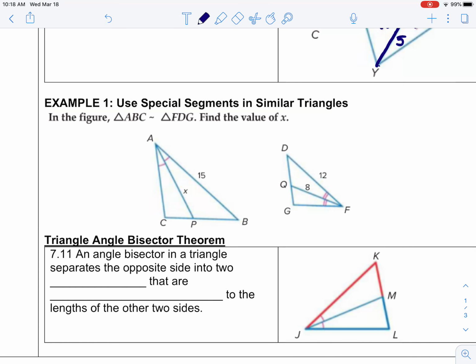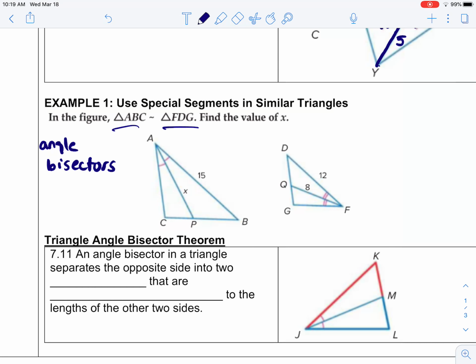Now let's go down and try out an example. So notice in example number 1, we're told that we have two similar triangles, and therefore these segments will also be proportional. And in this one, notice we're looking at angle bisectors.